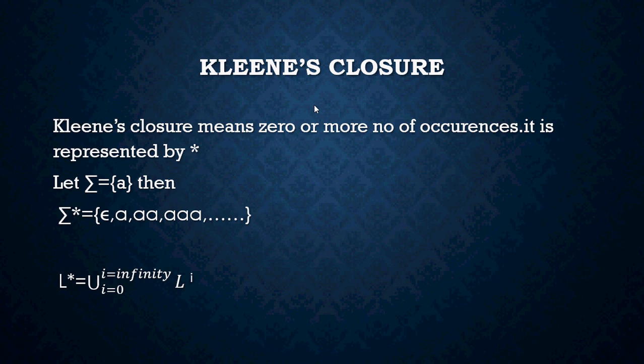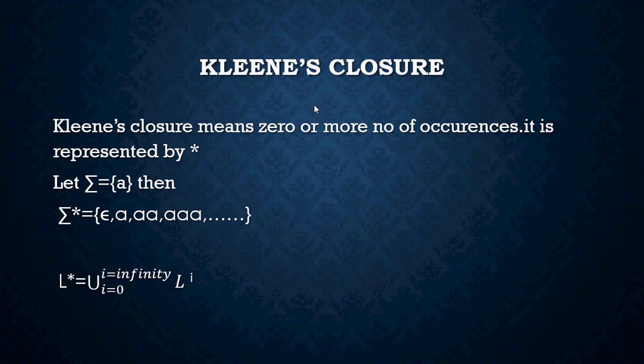So when a symbol appears 0 times, obviously epsilon will be generated. That's why when A is generated 0 times, we get epsilon. Then A is generated 1 time, A. When it is generated 2 times, AA, and so on. Mathematically we can define this Kleene closure as L star, union of i varies from 0 to infinity, L to the power of i.